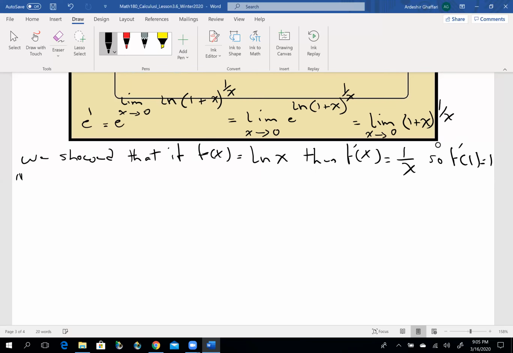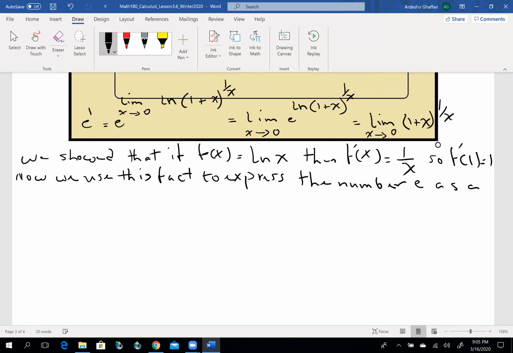Now we use this fact to express the number e as a limit. So now let's do it.